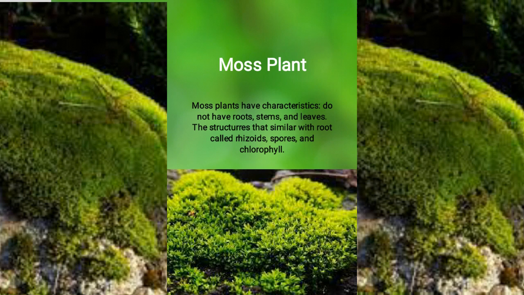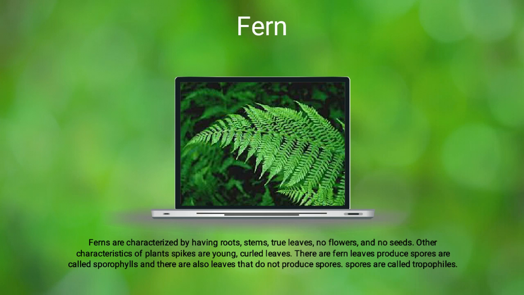I will explain about the characteristics of moss plants. Moss plants have the following characteristics. The first is that they do not have roots, stems, and leaves. The structures similar to roots are called rhizoids. They have spores and chlorophyll. Okay, the next is ferns.